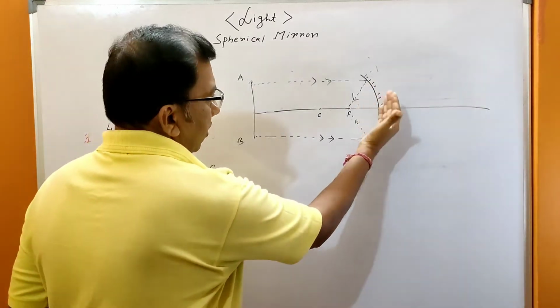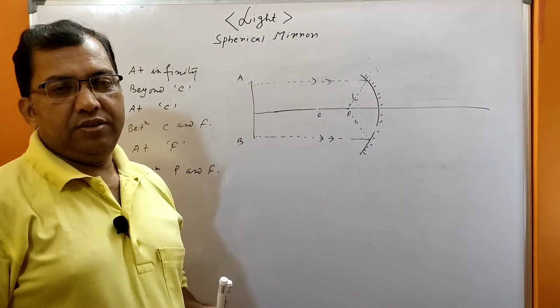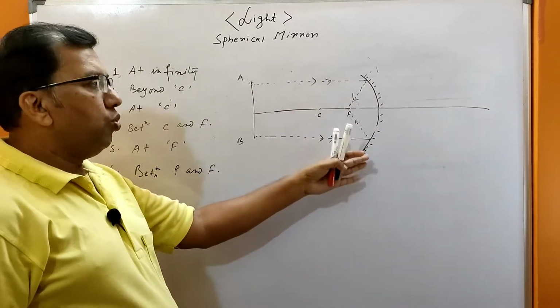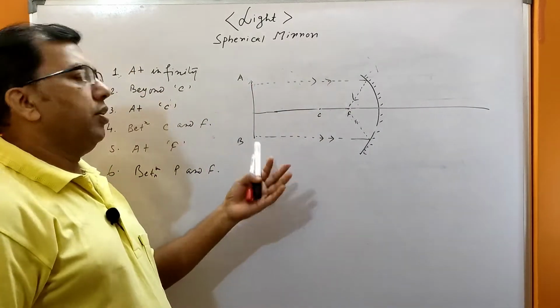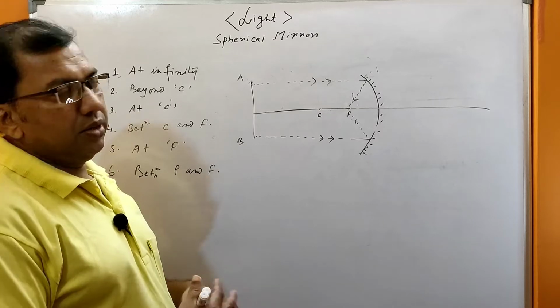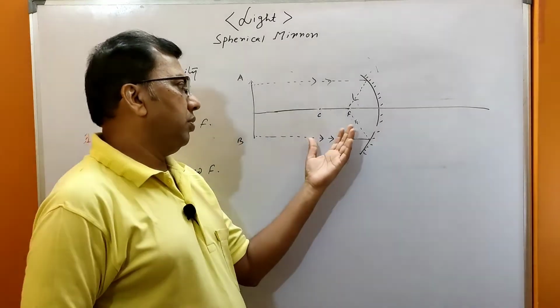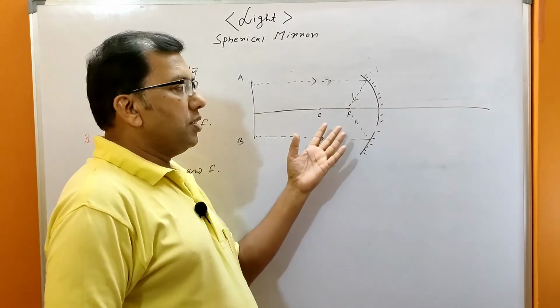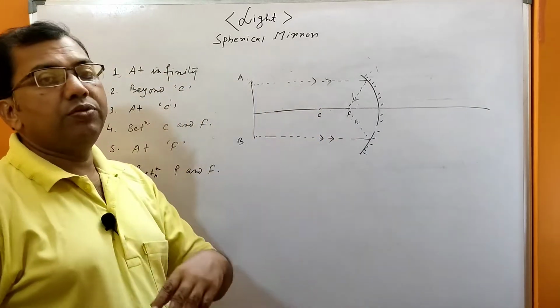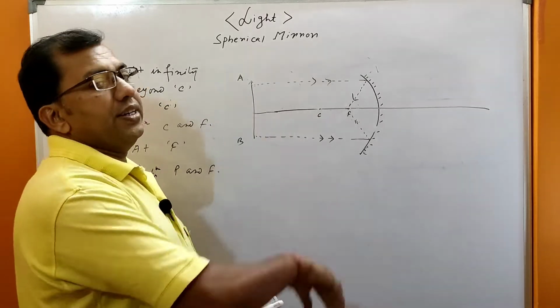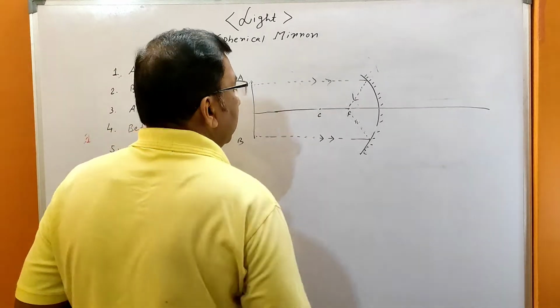Okay, and in front of the mirror. Clear? So in this way you have to draw it on a regular basis, and you can easily give the answer. What is the object image? What is the size of the image? Nature of the image? And you should practice it. Nothing else.